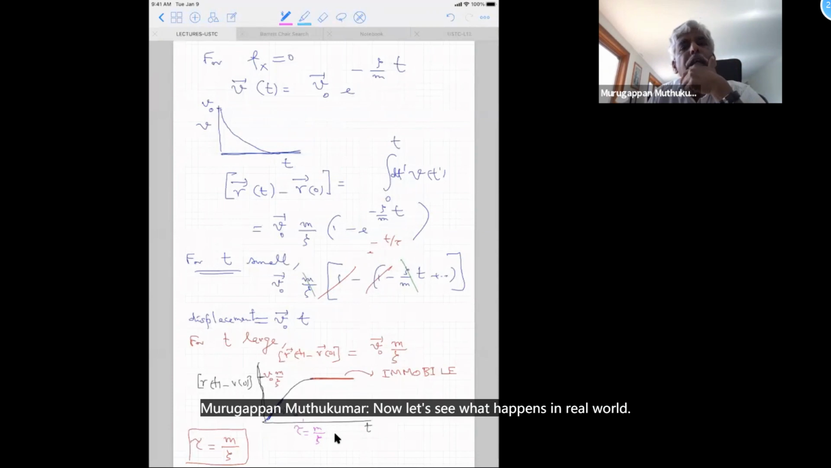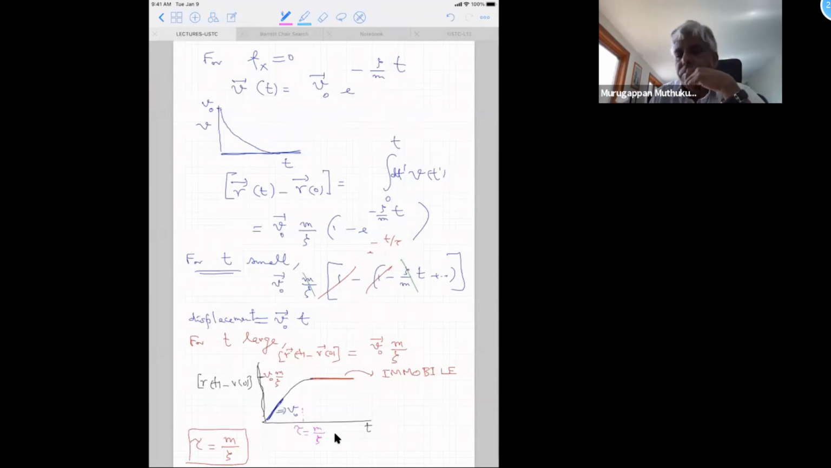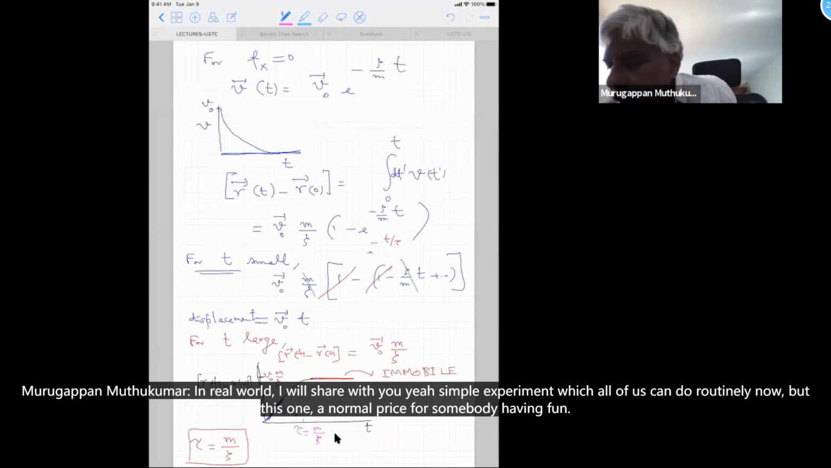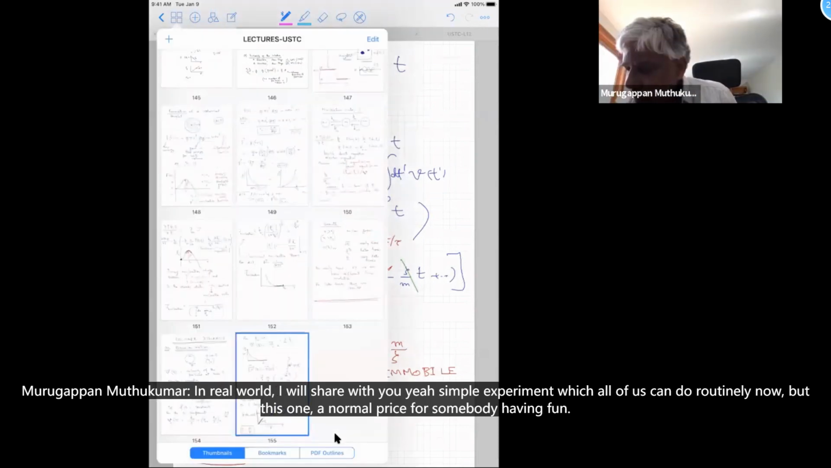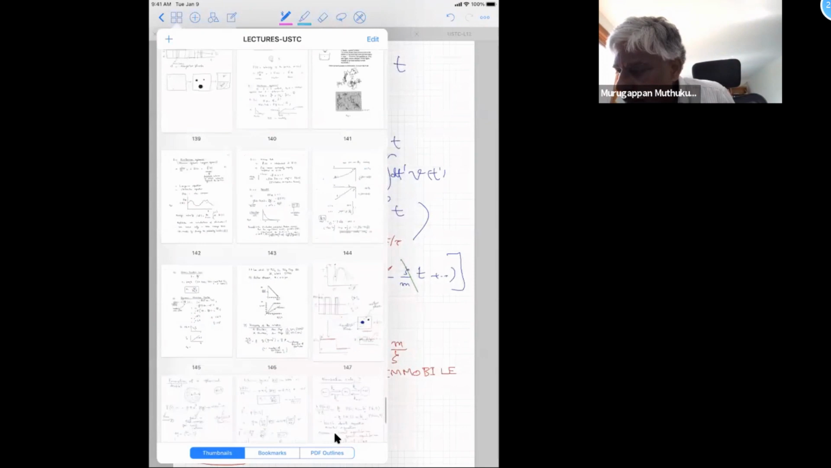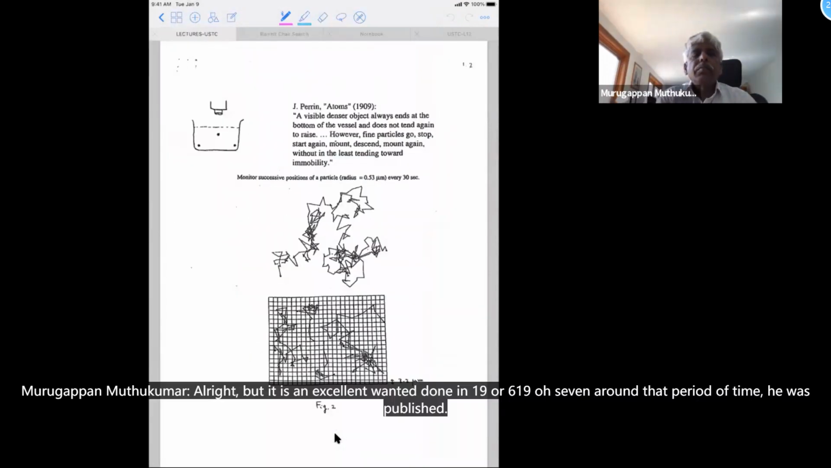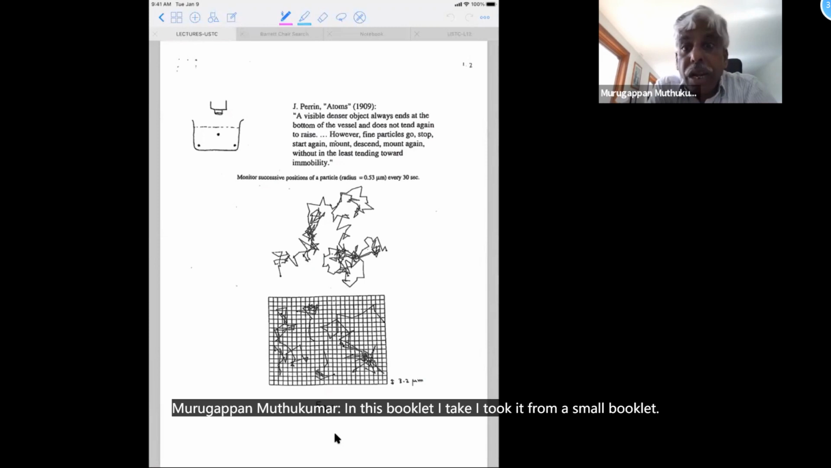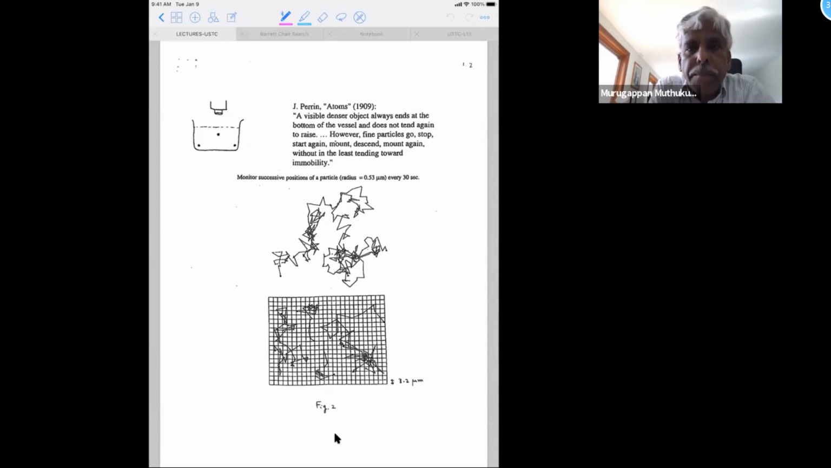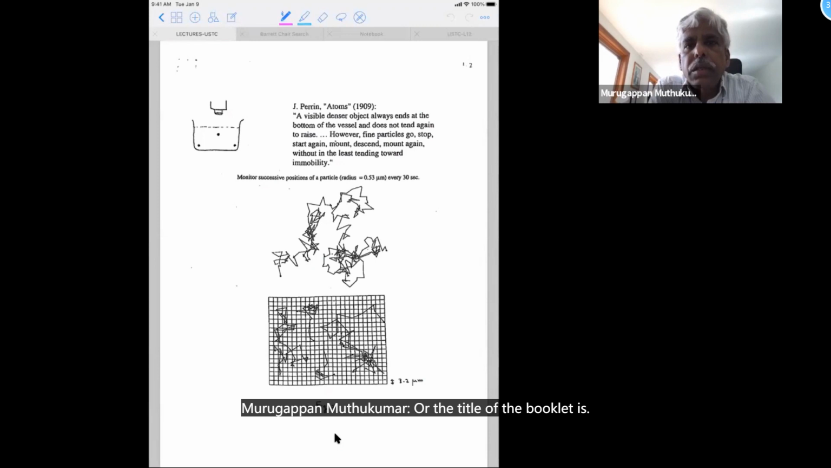Now let's see what happens in the real world. I'll share with you a simple experiment, which all of us can do routinely now, but this won a Nobel Prize for somebody having fun. All right. This is an experiment done in 1907, around that period of time. It was published in a small booklet. The title of the booklet is Atoms, 1909.